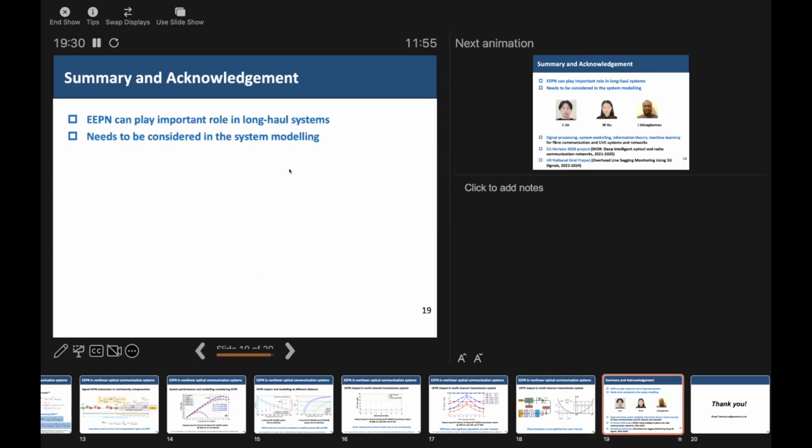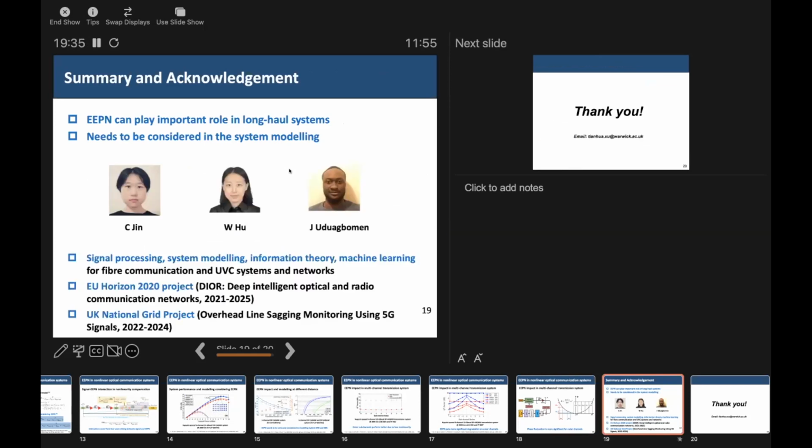So basically that's all of our current work under work package 2 for this DIOR project. Regarding the channel modeling, as a next step, we are doing the second part, which is the compensation of this equalization enhanced phase noise. But for this channel modeling work, we realized that this equalization enhanced phase noise can play an important role in long haul systems and needs to be considered in system performance evaluation and system modeling.